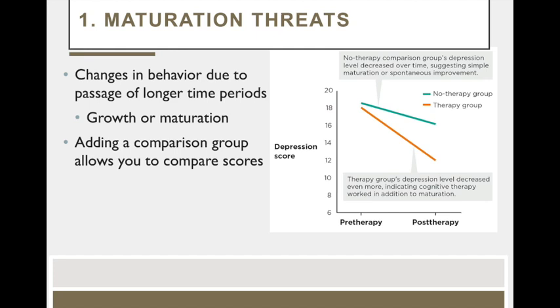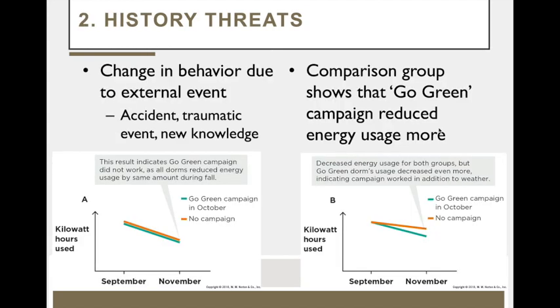So by having a comparison group, you can rule out these maturation threats because you know that the treatment was actually better than just what people would get by no therapy alone. A second kind of threat is a history threat. This is a change in behavior because of some external event, an accident, trauma, some new knowledge you've gained.